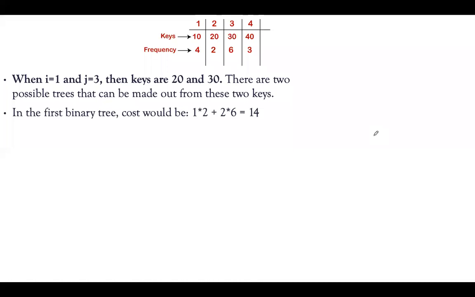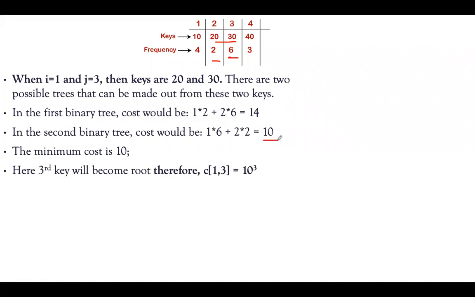When that is 1, 3, when we are considering 20 and 30. Okay, 20 is root and 30 is its child, means number of comparison is 1 into 2 plus 2 into 6. Cost is 14. In the second binary tree, I will not write the tree, just imagine that 30 is root and 20 is its child. So 1 into 6 and 2 into 2. So cost is 10. So minimum cost is 10.